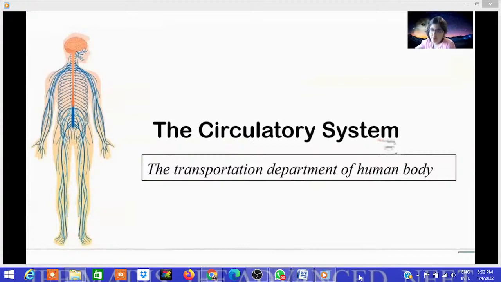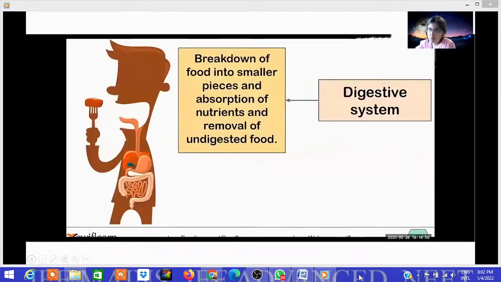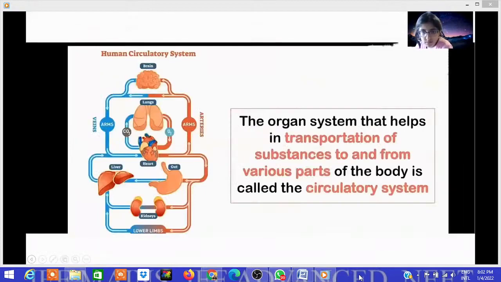Fine. Let's move on and learn something about circulatory system. So here you can see the definition of circulatory system. So far we have seen what the meaning of circulatory system is. Now we are going to learn what it does in our body. The organ system that helps in transportation of substances to and from various parts of the body is called circulatory system. If you get a question to explain what is circulatory system for 3 marks or even 4 marks, you can write this, it will be sufficient.